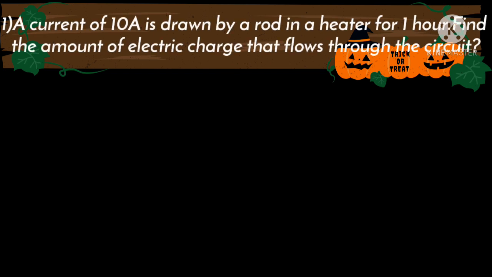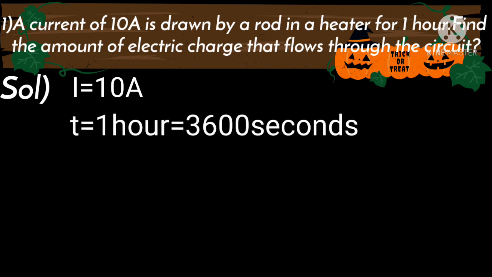A current of 10 ampere is drawn by a rod in a heater for 1 hour. Find the amount of electric charge that flows through the circuit. It is given that the current flowing, that is I, is equal to 10 ampere, time is equal to 1 hour, which is equal to 3600 seconds. We need to find the electric charge that flows, that is Q.